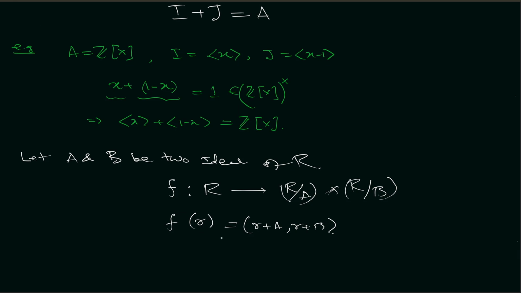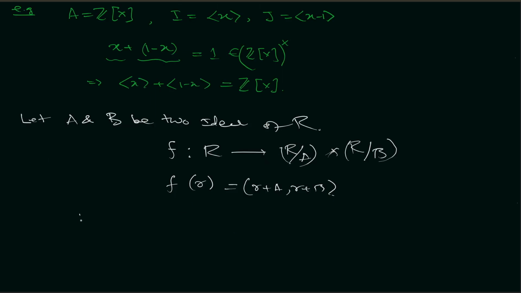What is the kernel of f? The kernel of f is all those r in R such that r plus A, r plus B is the zero element in the ring R mod A cross R mod B. This is A comma B.